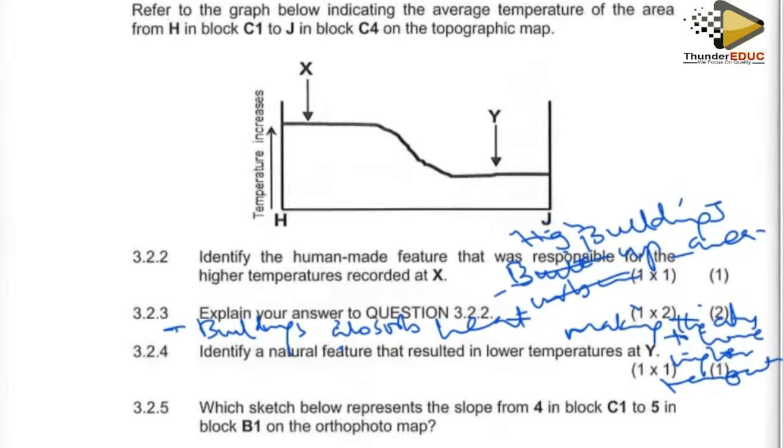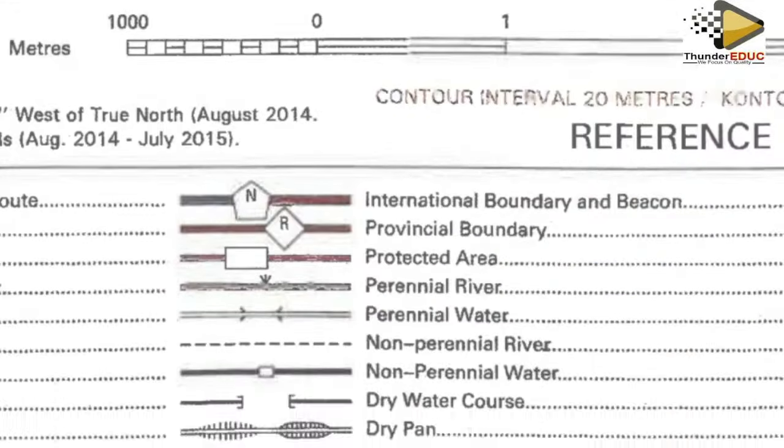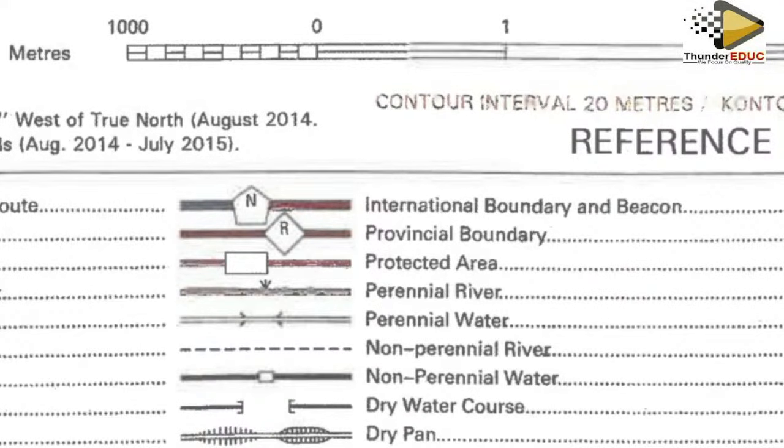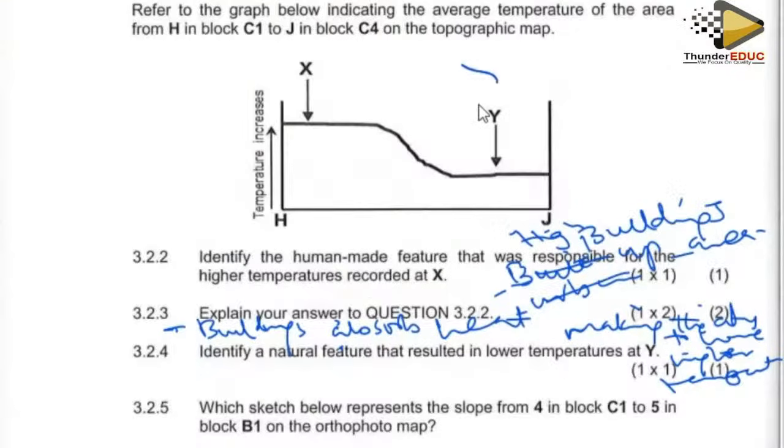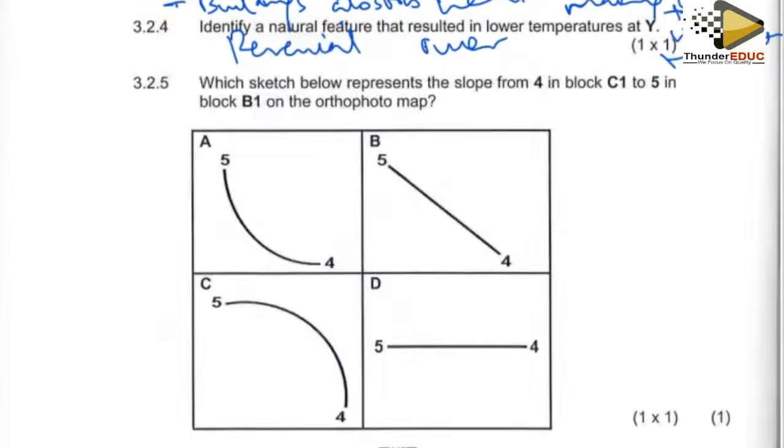Okay, identify the natural feature that resulted into lower temperatures at Y. There's a river there, isn't it? River, it helps to cool the environment. It's also that green vegetation, this protected area, which makes it the green vegetation. Okay, so here, the natural feature here is the perennial river. The perennial river. Okay.